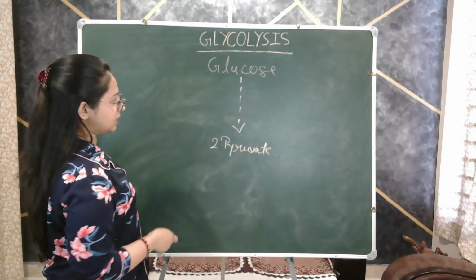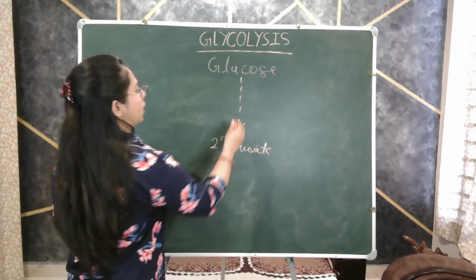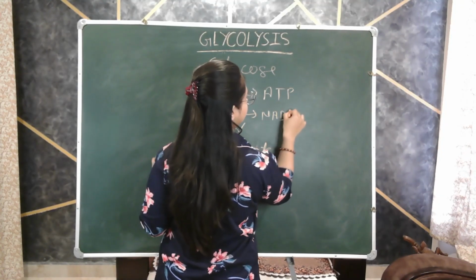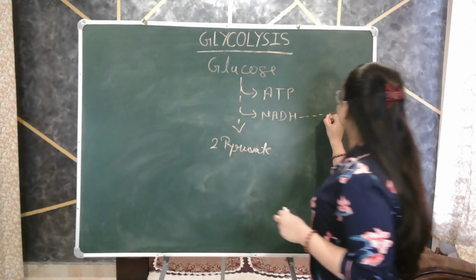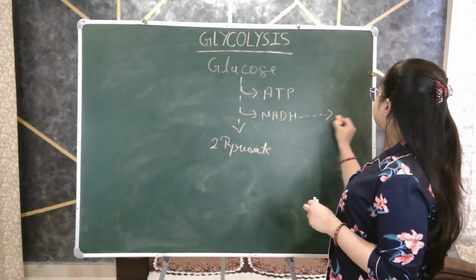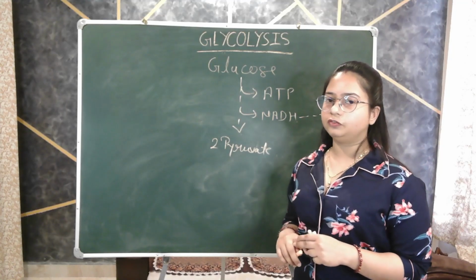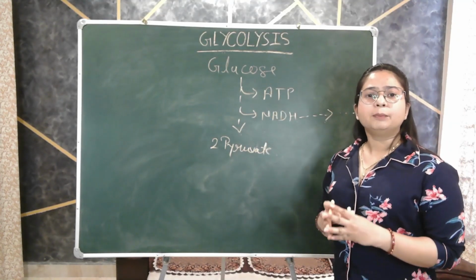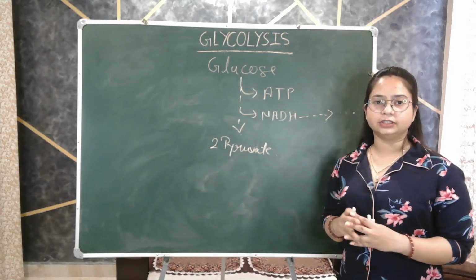During this process, energy is released in the form of ATP and NADH. These NADH go into the electron transport chain and make more molecules of ATP. So glycolysis is basically a process that forms a metabolic pathway.